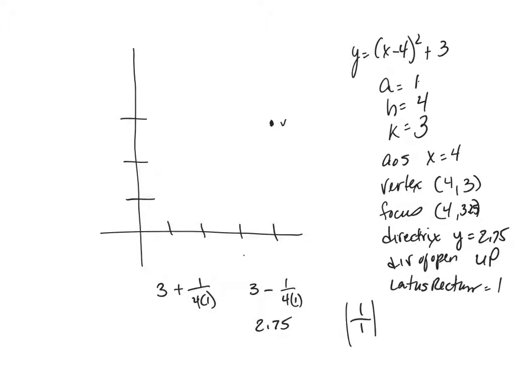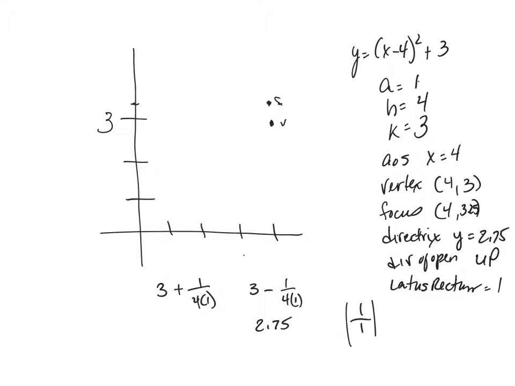Okay? So if this is 3, 3.25 is about here. Got it? So there's your focus. It's 4, comma 3.25. Does everybody see that that's the focus? A little bit further. So when you're doing these, these graphs here are very small. If you want to put them on another graph paper, I've got plenty of graph paper.